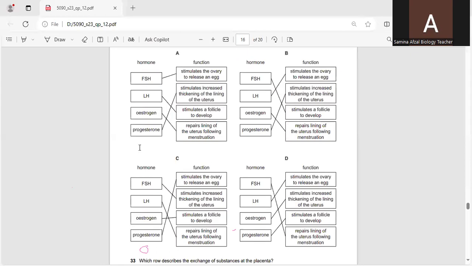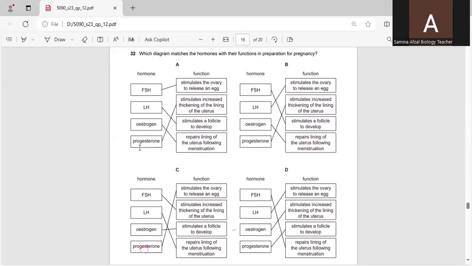Question number 32. Which diagram matches the hormones with their functions in preparation for pregnancy? There are 4 hormones given: follicle stimulating hormone, luteinizing hormone, estrogen, progesterone. In this case, we have to match the hormone with its function. Follicle stimulating hormone stimulates the ovary to release an egg. Luteinizing hormone stimulates the follicles to develop, increase the thickness. Estrogen repairs the lining of the uterus.